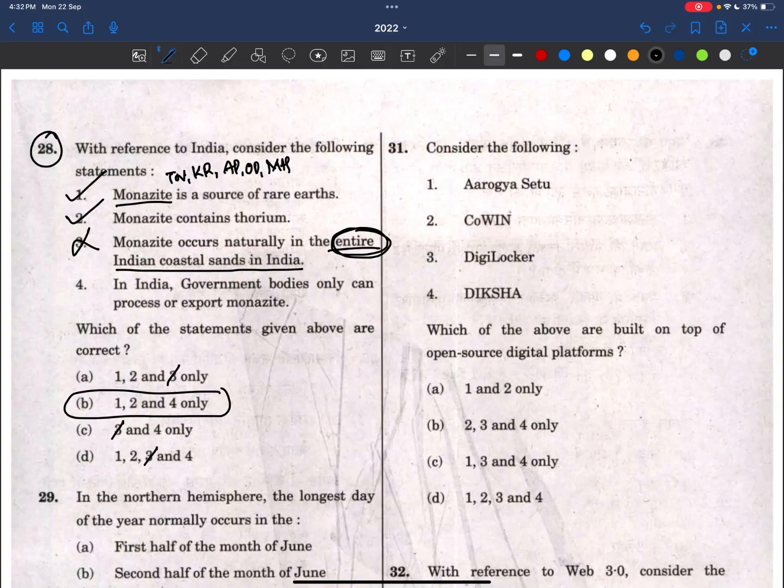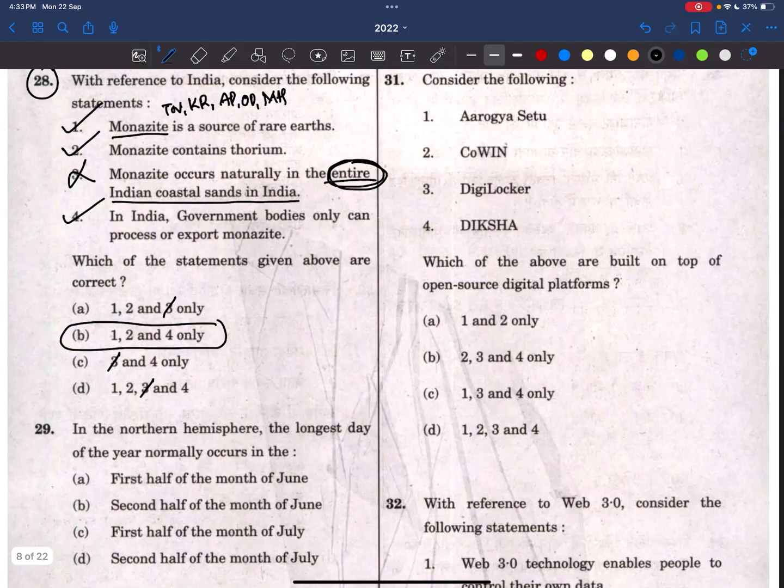Now, in India, government bodies only can process or export monolith, since it is an area of industry, correct? So generally, the Government of India only, under the Department of Atomic Energy, will produce and process the monolith because it is radioactive. So we got the answer.